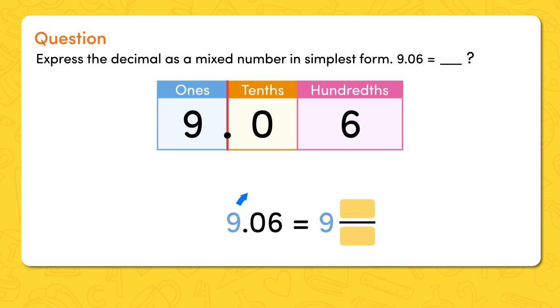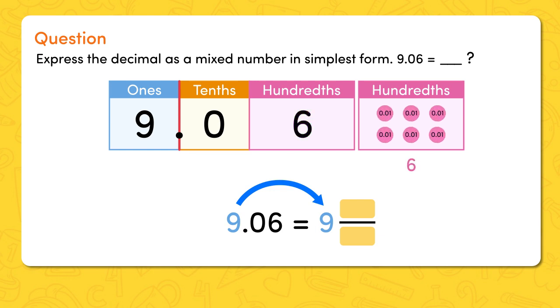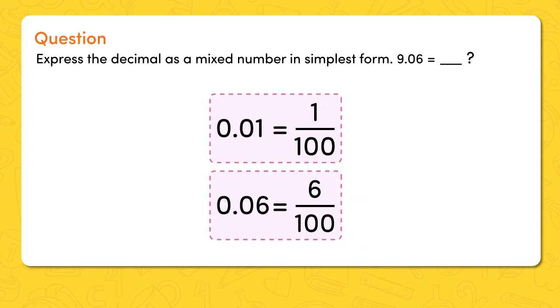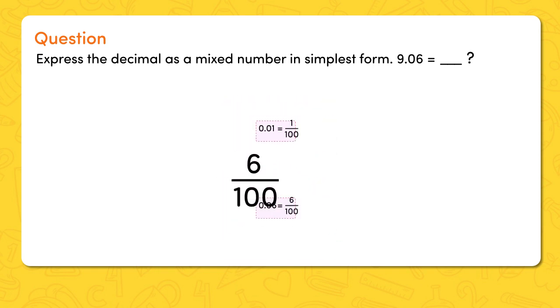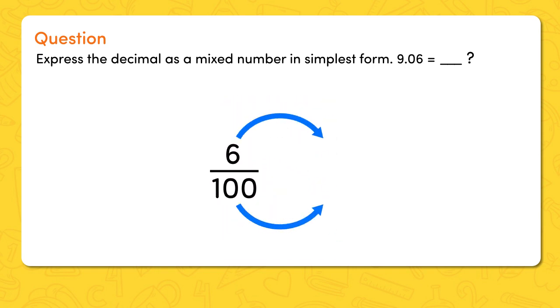Did you start by writing 9 as the whole number in the mixed fraction? That is correct. Now let's move on to express 6 hundredths as a fraction. 0.06 is equal to 6 hundredths. Did you write it as 6 out of 100 like this? Great! Then all that is left is to find the simplest form. Did you divide both numerator and denominator by 2? Perfect! Then we will get the fraction 3 out of 50.